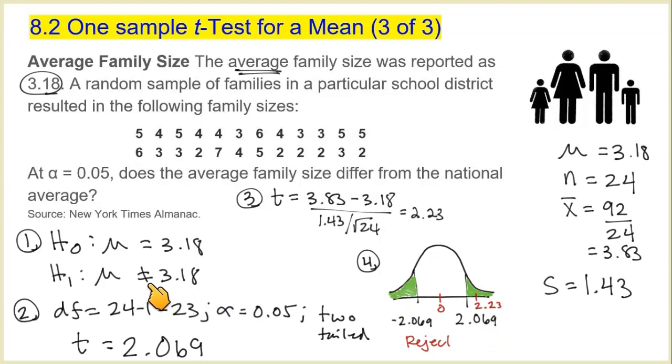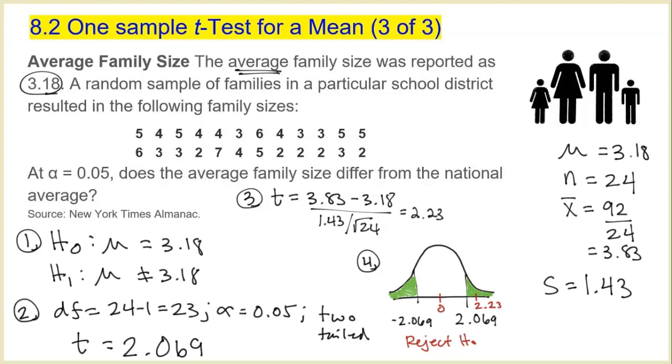And mainly we do a two-tailed test when we're just unsure of the relationship, if it's more or less. If another random sample of 24 families was taken and the average could be less than this number, then we would get a test value over here on the negative side. And that just tells me to reject the null hypothesis.